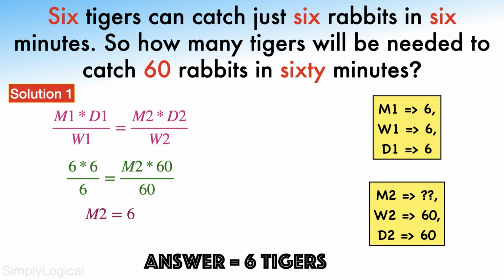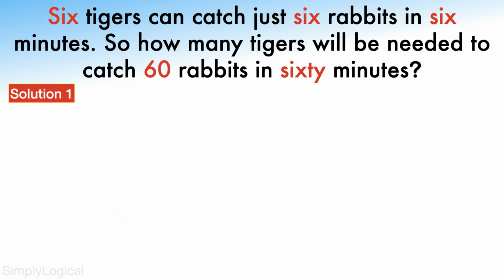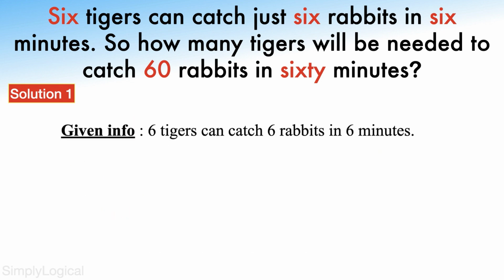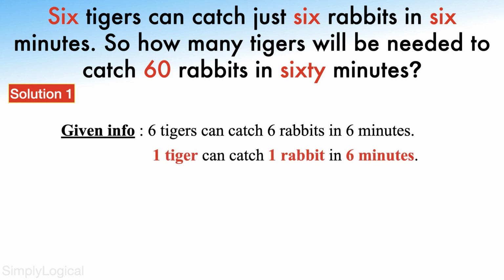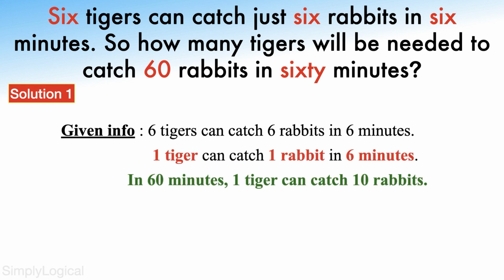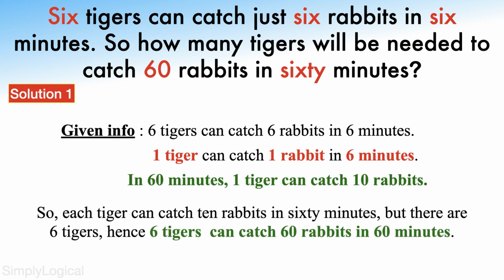So let me explain the other ways to solve this puzzle without using a formula. One way: the given information, as we already know, is that 6 tigers can catch 6 rabbits in 6 minutes. According to this statement, 1 tiger can catch 1 rabbit in 6 minutes. In 60 minutes, each tiger can catch 10 rabbits. But there are 6 tigers, hence 6 tigers can catch 60 rabbits in 60 minutes.